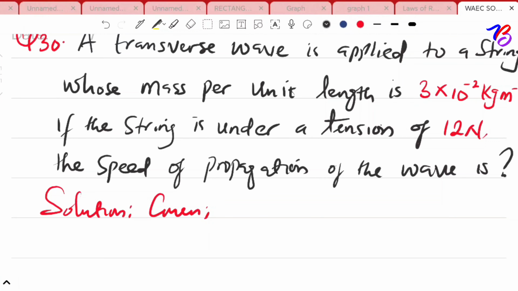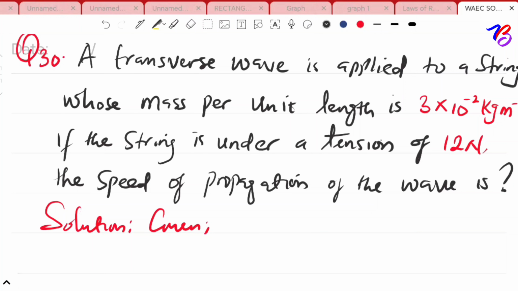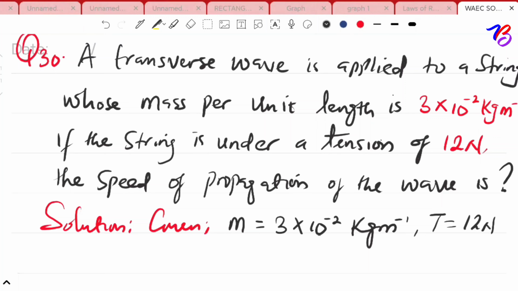So that you'll be able to solve this problem properly. The first, if you observe, is the mass per unit length given to us to be 3 times 10 raised to the minus 2. Okay, so with this we have our tension also given to be 12 Newton. So let's write that of mass. M is equal to 3 times 10 raised to the power minus 2 kilogram per meter. Okay, then the second component of this equation is the tension. So our tension is given to be 12 Newton. Can you see that? So we write T is equal to 12 Newton. Then the third component is the speed of propagation of the wave. So our V is unknown.